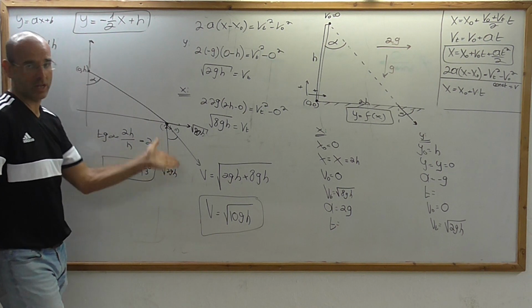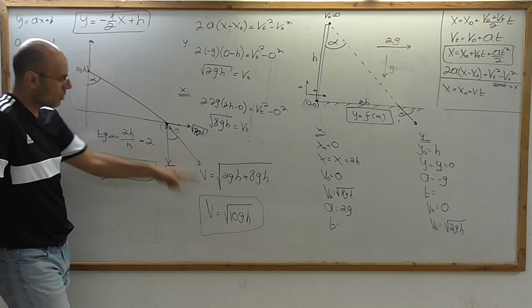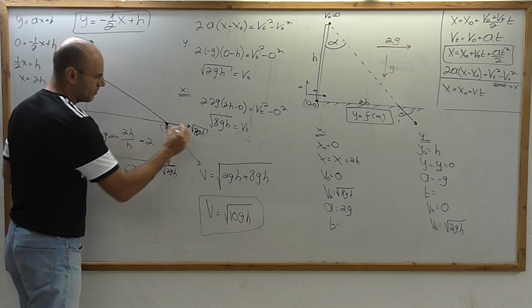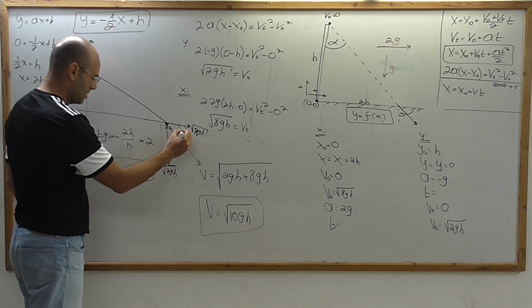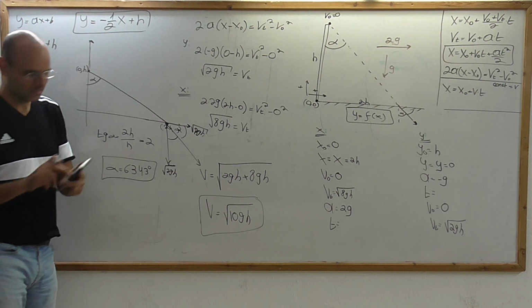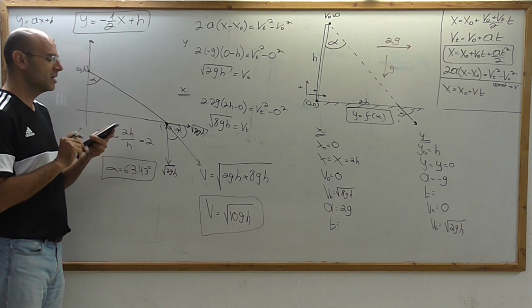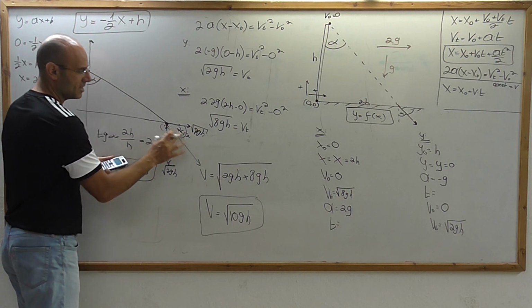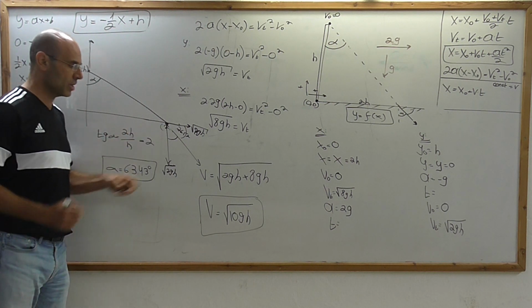We know it goes in a straight line, we know the angle it does, we know it reaches the ground with this velocity at this angle. If you want that angle, then just do 90 minus 63.43, which is 26.57. If you want this angle, it goes down h, it moves to h.